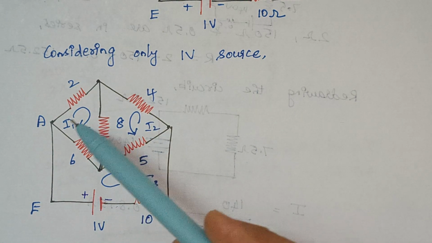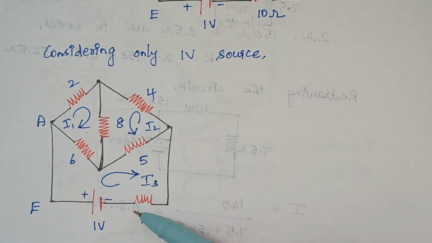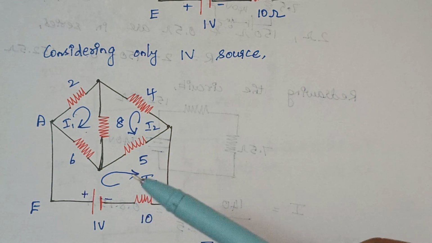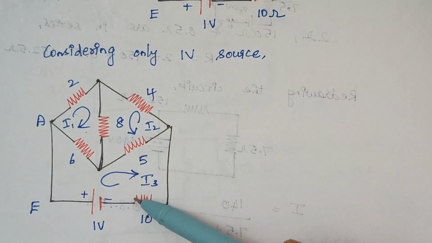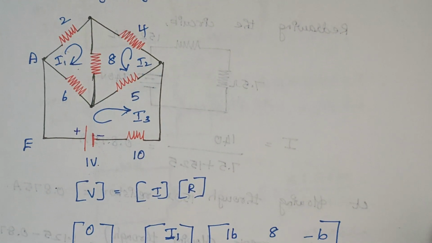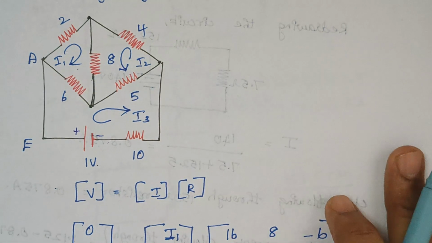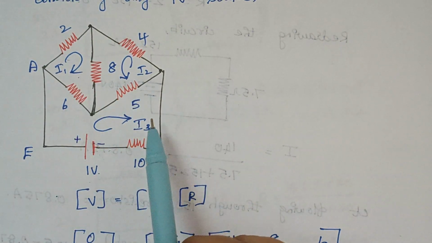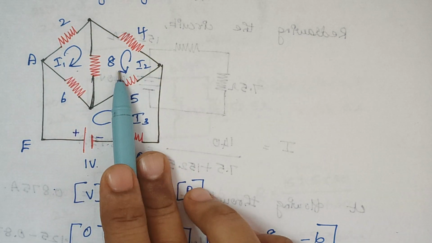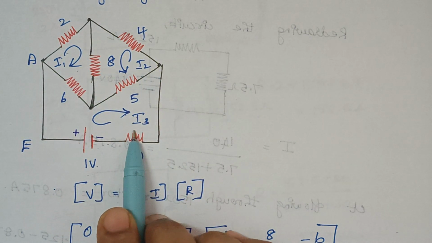So here you see, this is I1, this is I2, and since it has a voltage source, I had taken I3 like this. If you like to take I3 in the opposite direction, then you have to write the value of this 1 volt as minus 1 volt, right? That's it. Now we are going to frame matrices. So V is equal to I into R. So here this network has 3 loops, right? So the current flowing in loop 1 is I1, loop 2 is I2, and loop 3 is I3.